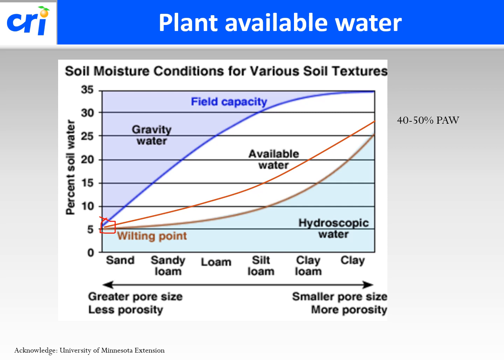Loamy soils, which are typically in the center of this graph, have a good balance between pore sizes and thus the highest plant available water.